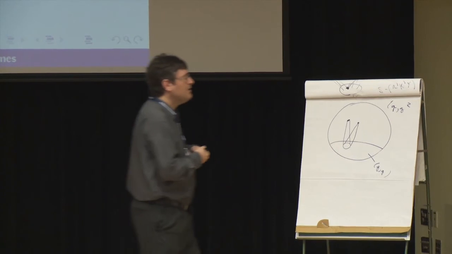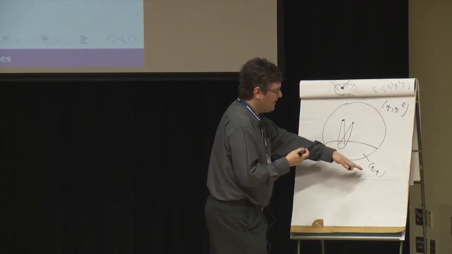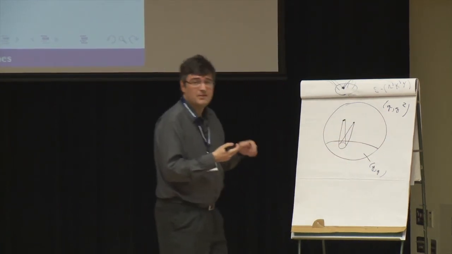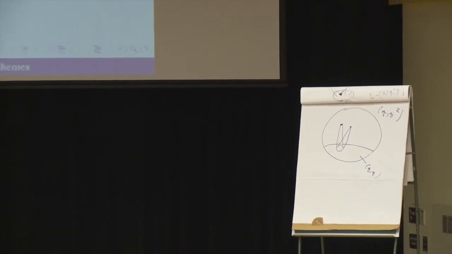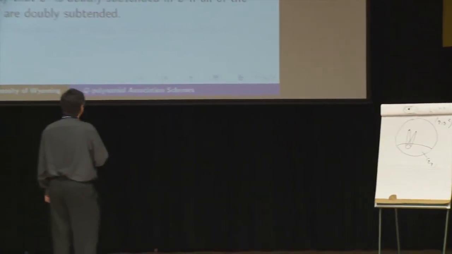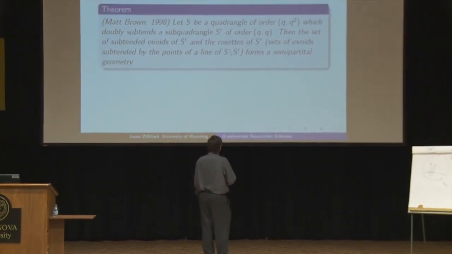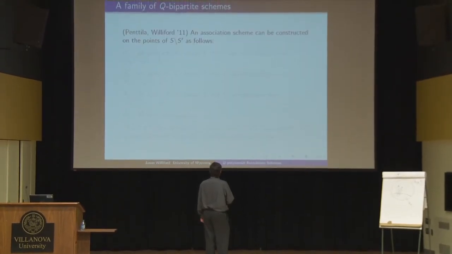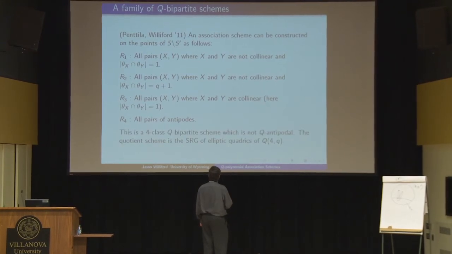And the classical example that I mentioned before contains, so we have Q(4,q) down here and Q(5,q) up here, and this is doubly subtended in there. So there is an infinite family of examples. And this was investigated by Matt Brown looking for semi-partial geometries. But actually, we found out this is really giving us an association scheme.